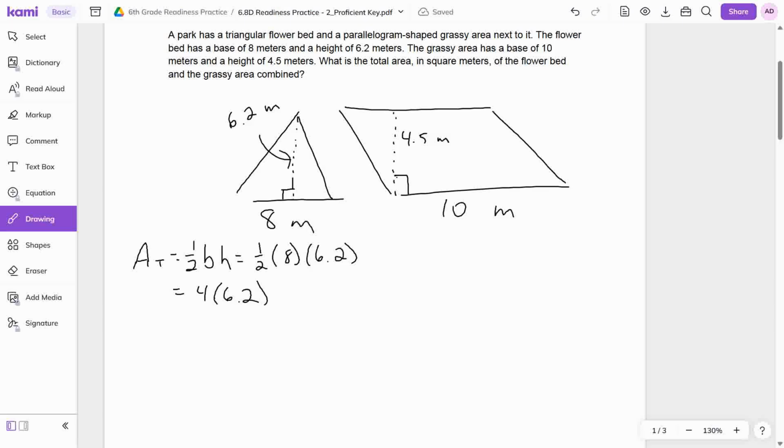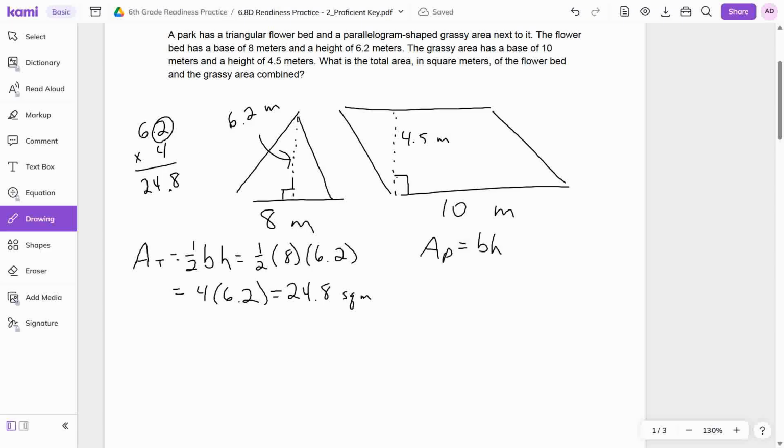So then let's just do that. 6.2 times 4, that's 8, 24. Bring my 1 digit behind the decimal down. Okay, so that is going to equal 24.8 square meters.